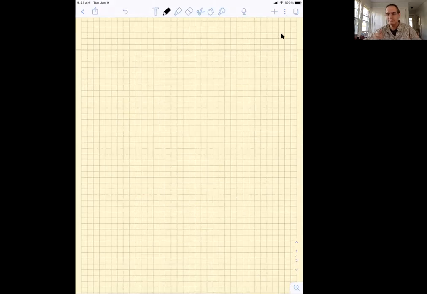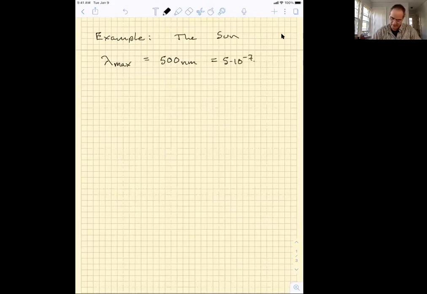Here, let's use what we've learned so far to do a quick example. Consider the sun. When one looks at the light from the sun, it approximates a black body spectrum, and the peak of the spectrum occurs at a wavelength of about 500 nanometers, right in the middle of the visible spectrum. What a coincidence. Let's use this to estimate the temperature of the sun.